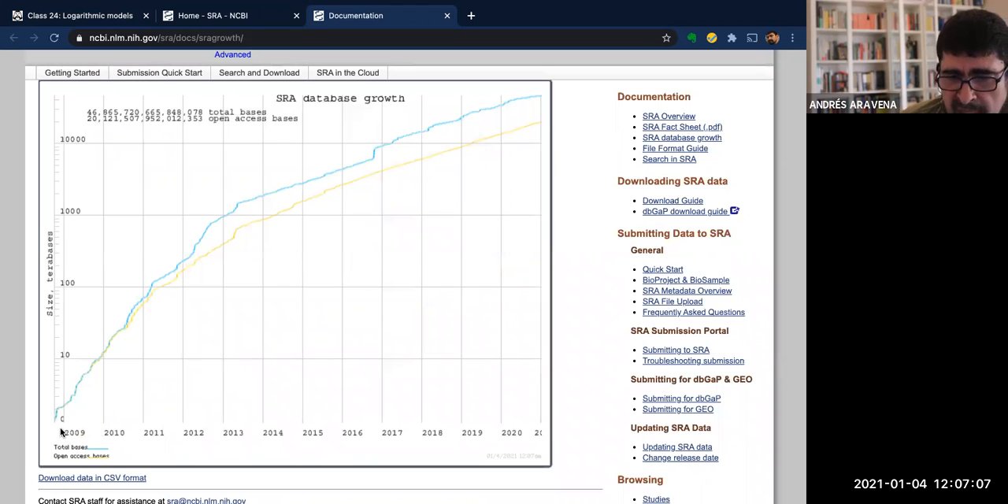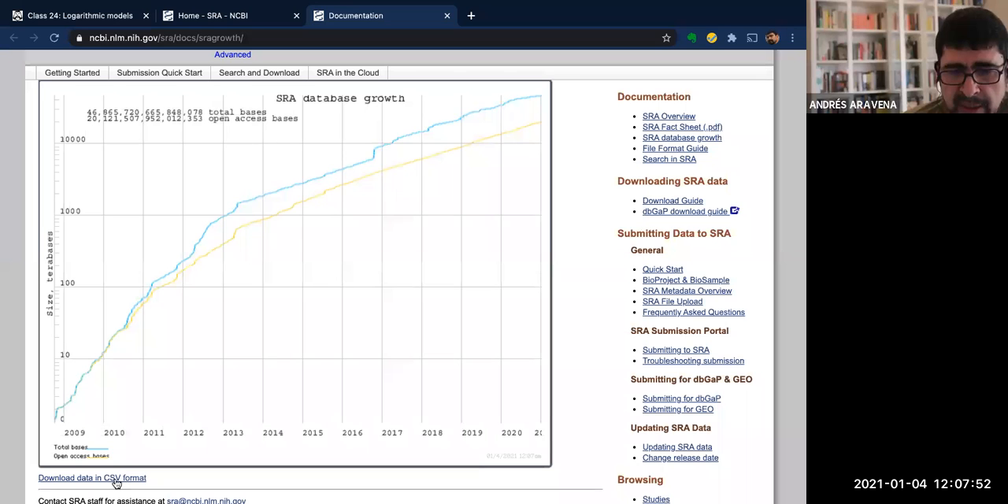If you see, they have a plot here that goes from 2009 to 2020 to right now, the beginning of 2021. My data is kind of up to here. Then you have the vertical axis. What is the vertical? Size in terabases. And you should see that you start with 0, 10. Well, this is probably 1, to be honest. 10, 100, 1000. So the vertical scale is logarithmic. Okay?